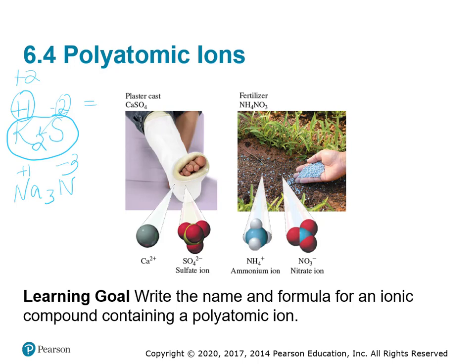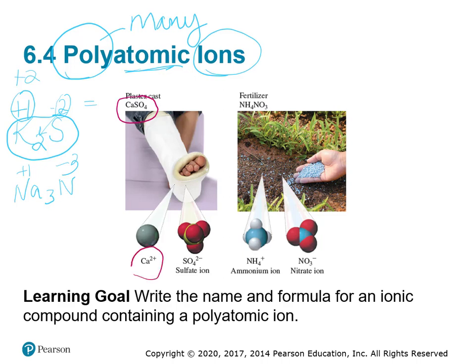But for this, we are going to look at polyatomic ions. Poly means many, atomic means atoms. So many atoms together that forms an ion. Here's a few examples. This plaster cast is called calcium sulfate, CaSO4. Notice that this has more than 2 elements in this compound.